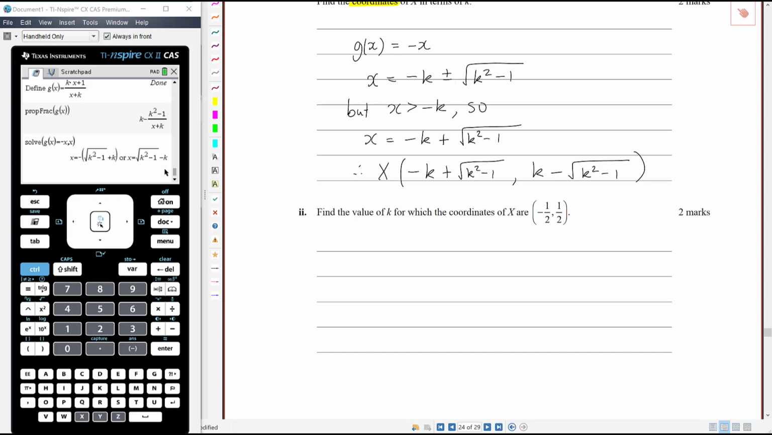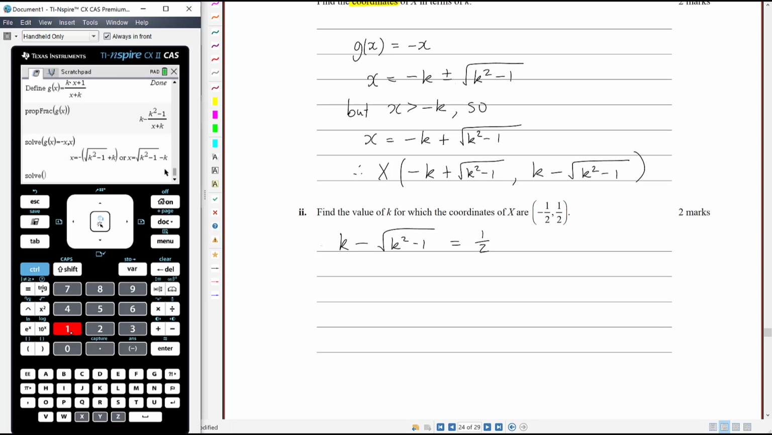Find the value of k for which the coordinates of X are negative a half, a half. Okay, so you could solve two different things here. That thing equals negative a half, or that thing equals a half. It's the same thing either way. So k minus the square root of k squared minus 1 equals positive half, or negative k plus the square root equals negative a half. It's the same information.